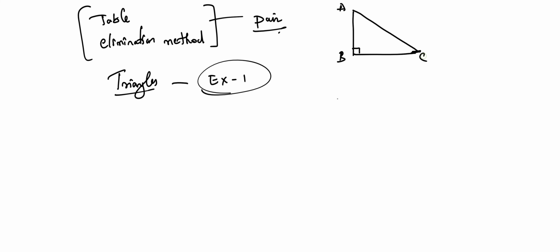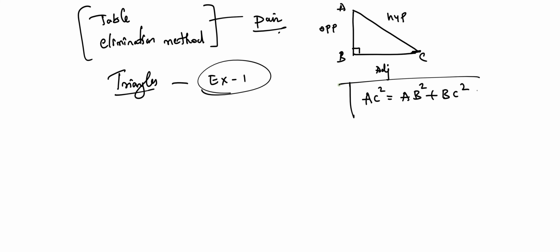ABC. This is the hypotenuse. This is the opposite. And then this is the adjacent side. So we know that AC square equals AB square plus BC square, isn't it? This is our Pythagoras, right? Square on the hypotenuse is equal to the sum of the squares on the other 2 sides. So this is the formula based on what? Pythagoras. What about similar triangles, areas of similar triangles?